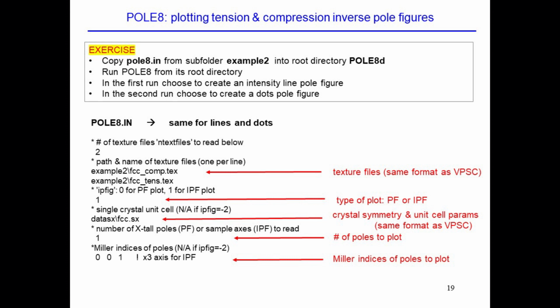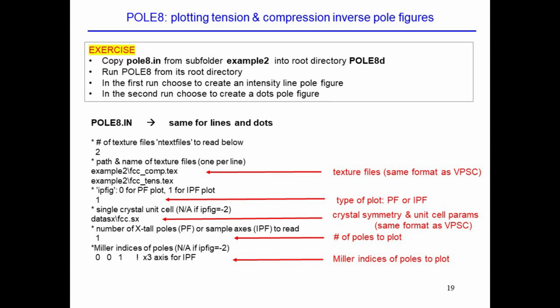For Linux users, there are two changes. As you can see here, and this is a good example anyway, this file, FCC compression texture, which is the name I gave that file, you can give it any name, is in the subfolder example2. As you can see, the subfolder example2 has a backslash here. The Linux user will have to put a / here. So whenever there is a backslash, put a /.